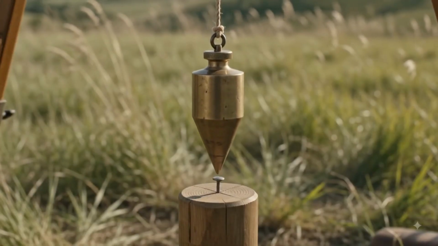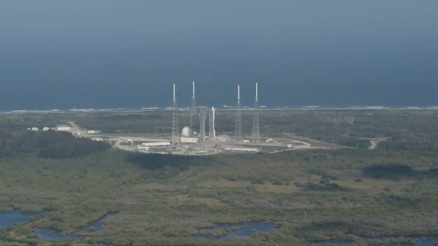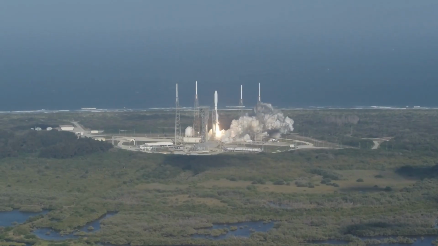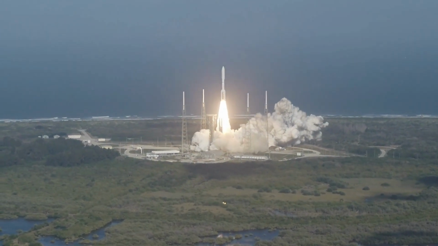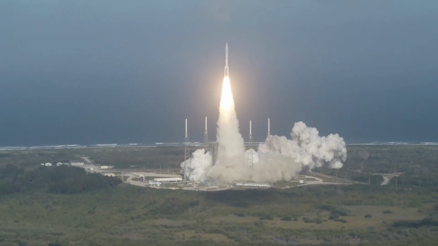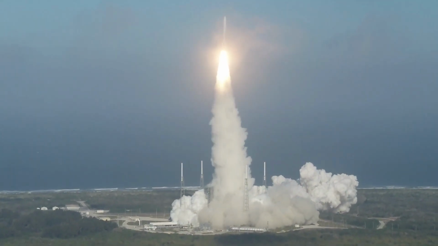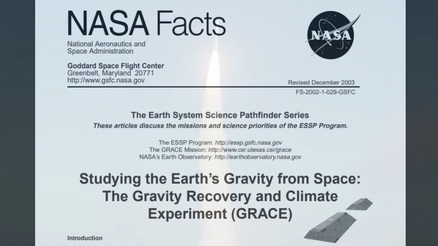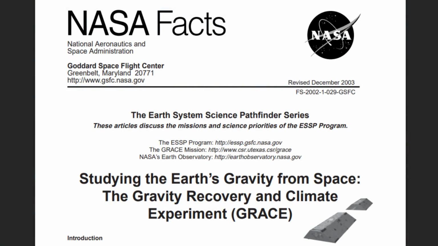Right, and those worked for local areas. But mapping the entire planet's equipotential surface requires a totally different approach. Let me guess. We had to go to space. We had to go to space, specifically using the GRACE satellites. GRACE, which stands for Gravity Recovery and Climate Experiment, right? That's the one. And they're really fascinating.